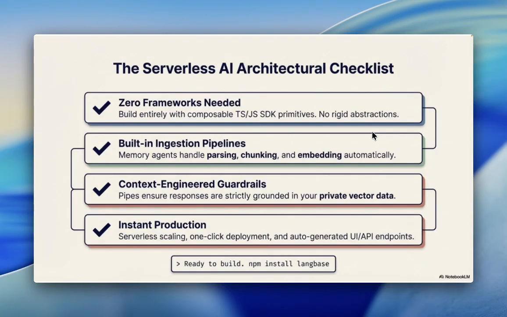The serverless AI architectural checklist: zero frameworks needed, build entirely with composable TS and JS SDK primitives, no rigid abstractions. Built-in ingestion pipelines: memory agents handle parsing, chunking, and embedding automatically. Context-engineered guardrails: pipes ensure responses are strictly grounded in your private vector data. Instant production: serverless scaling, one-click deployment, auto-generated UI and API endpoint. Ready to build? npm install langbase.